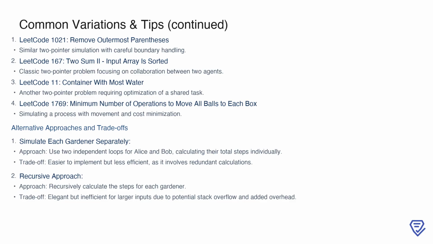As for alternative approaches to solving this problem, one option is to simulate each gardener independently by using separate loops to calculate their total steps. While this is easy to implement, it's less efficient due to redundant calculations. Another option is a recursive approach, which may appear elegant but is less practical for larger inputs because of potential stack overflow and additional overhead.